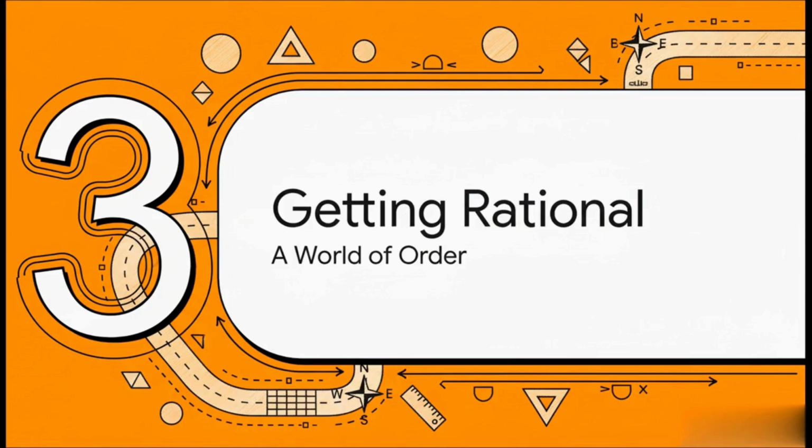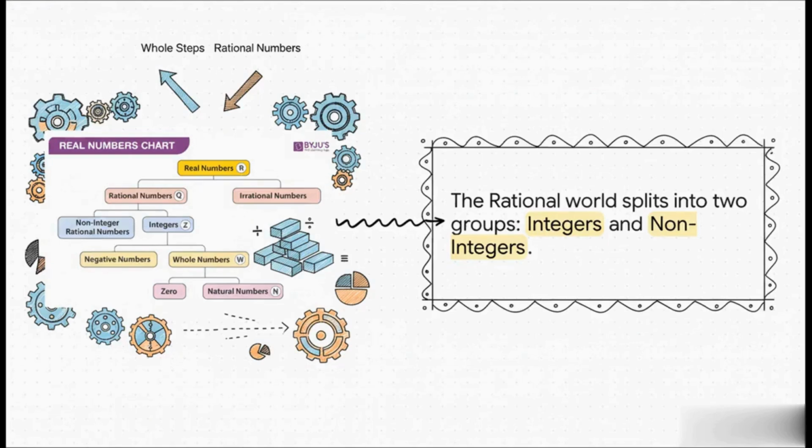Okay, for the rest of our trip today, we're going to leave the wild side behind and stick to the tidy, orderly part of the map. Let's follow the rational numbers branch and see where it leads us. And inside this world of order, things get even more organized. The rational branch immediately splits again into two very distinct groups: the solid, whole-step numbers, and then all the little fractional bits that live in between.